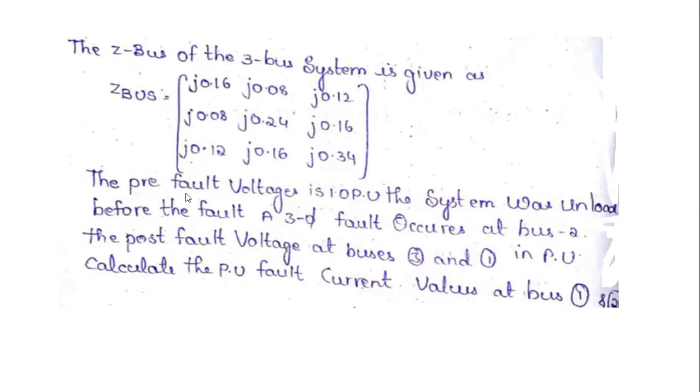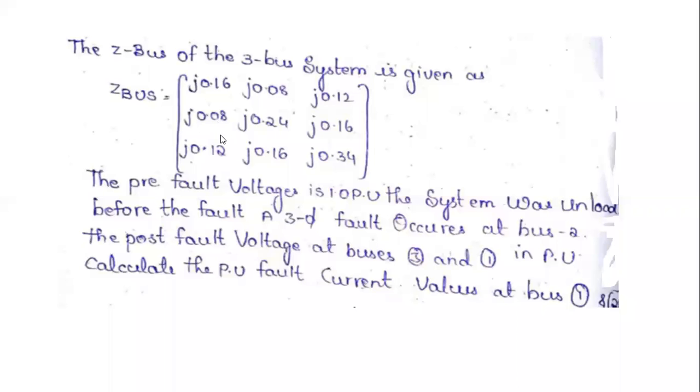We obtain the pre-fault voltage as 1 per unit. The system was unloaded before the fault. A three-phase fault occurs at bus 2. We have three buses, that is bus 1, bus 2 and bus 3. The post-fault voltages at buses 3 and 1 are given. Calculate the per unit fault current values at bus 1. By using this given data, we calculate the fault currents at bus 1.